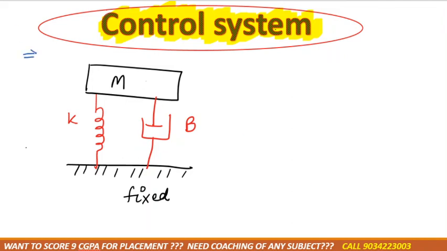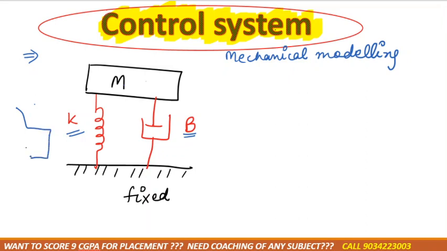So today we are discussing numericals of mechanical modeling, right? In this case we have mass m, spring constant k, and damper b, the most commonly found system containing all three elements. This is an example of translational motion. Okay, so let us consider the shock absorber of a car like this.